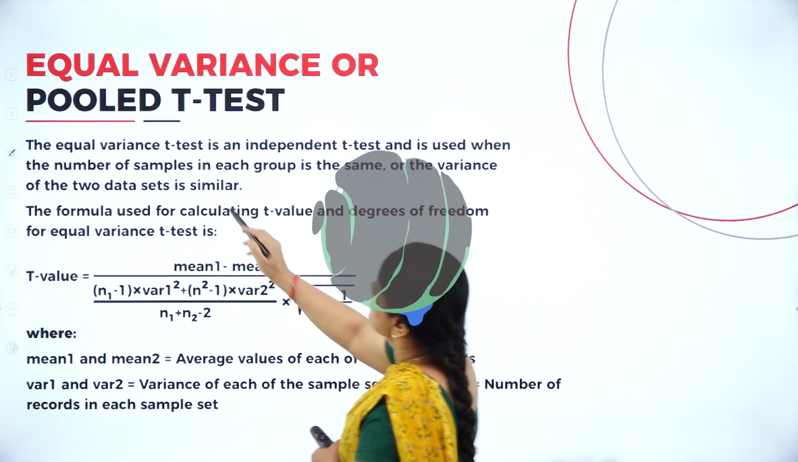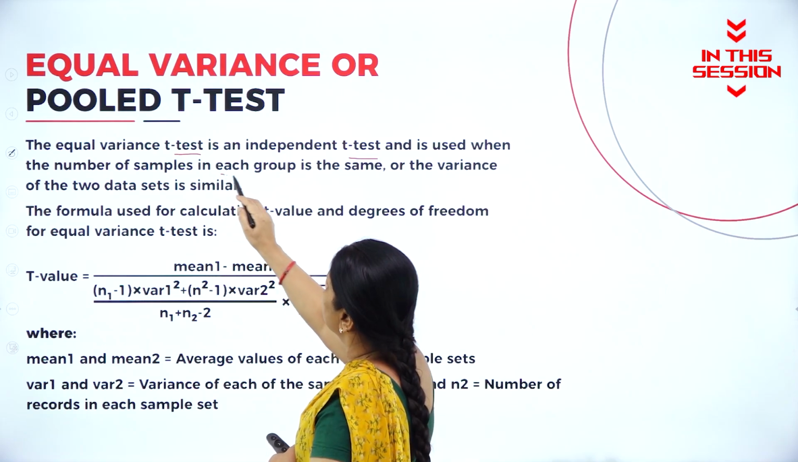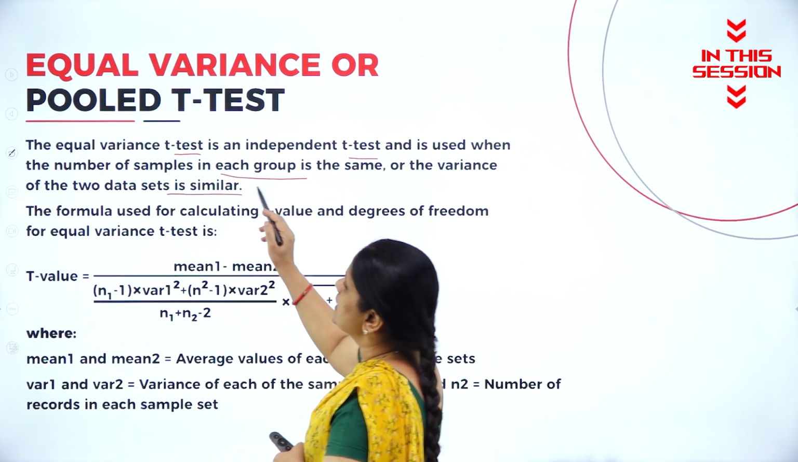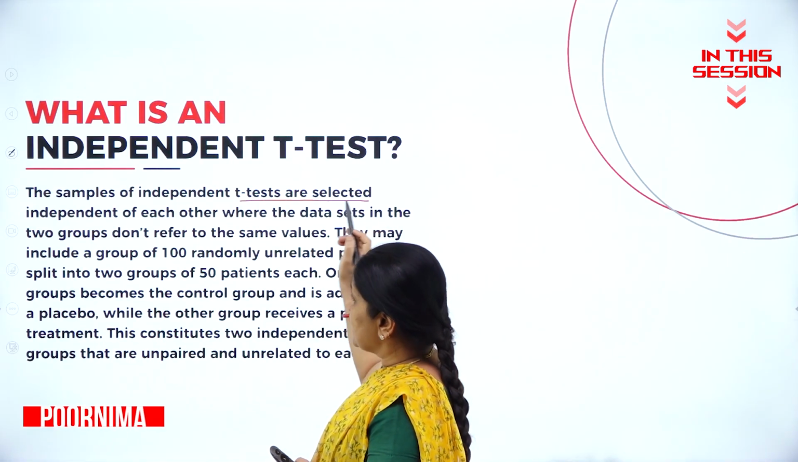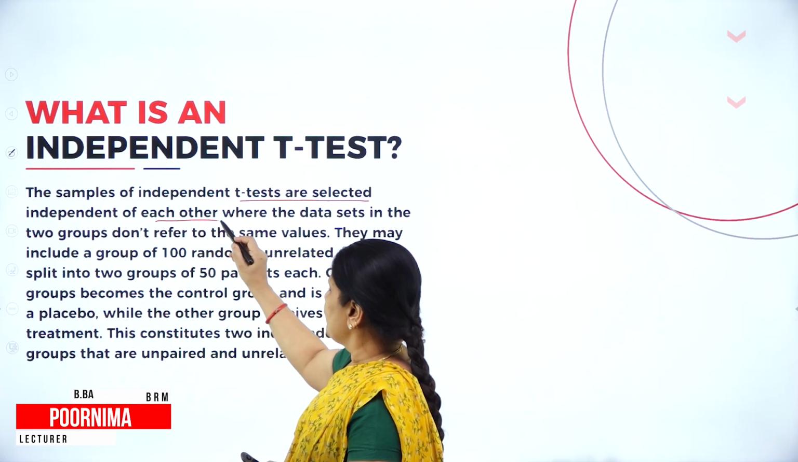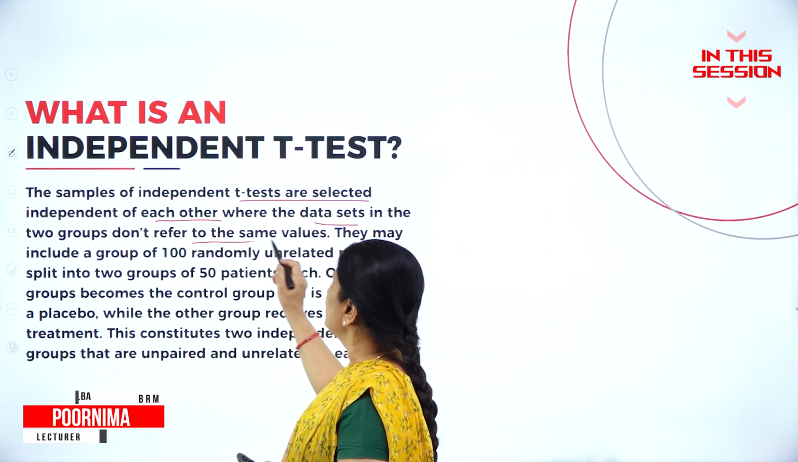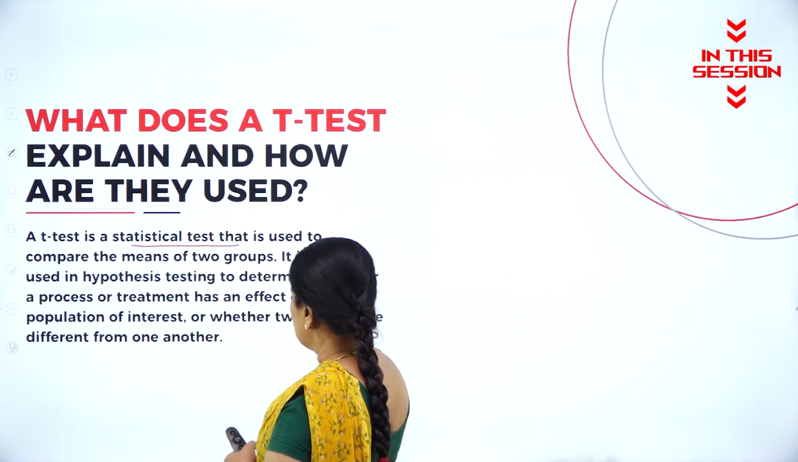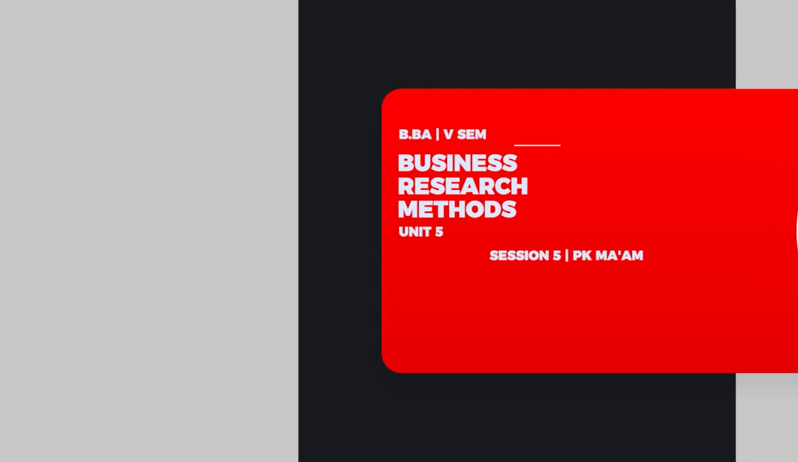The equal variance t-test is an independent t-test and it is used when the number of samples in each group is the same or the variance of the two data sets is similar. The samples of independent t-tests are selected independent of each other, where the data sets in the two groups don't refer to the same values. A t-test is a statistical test that is used to compare the means of two groups.